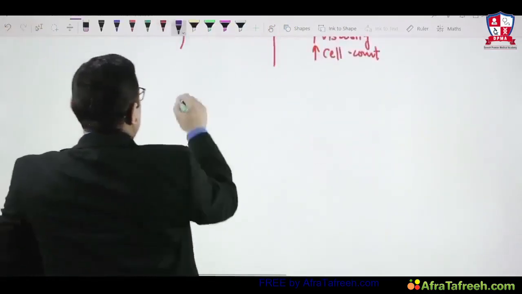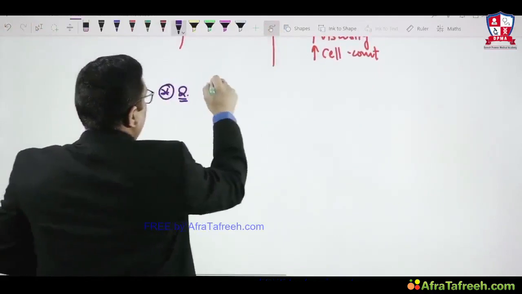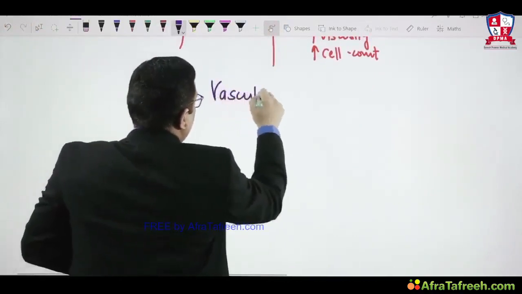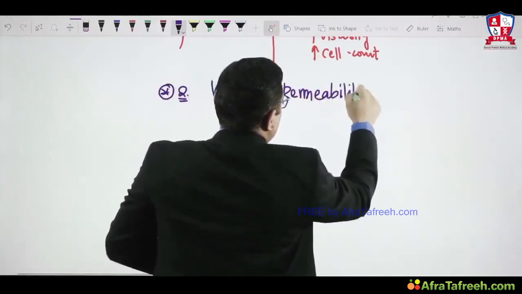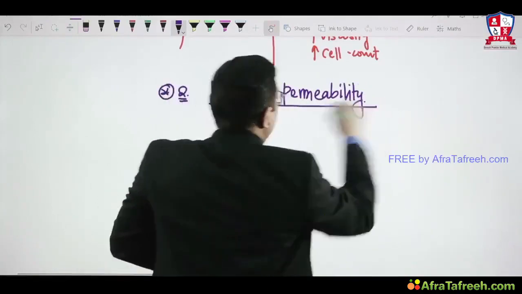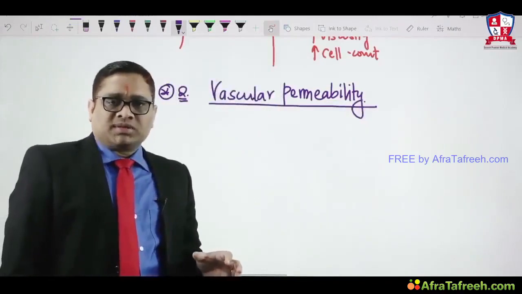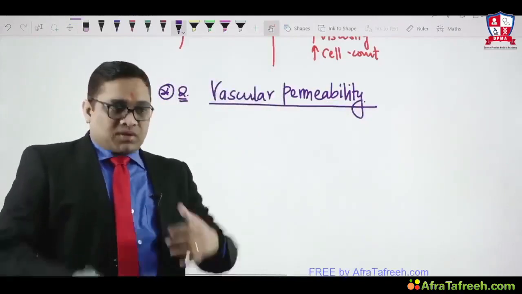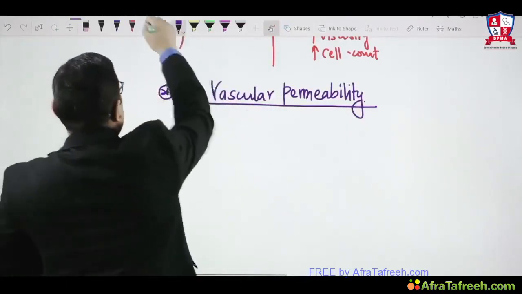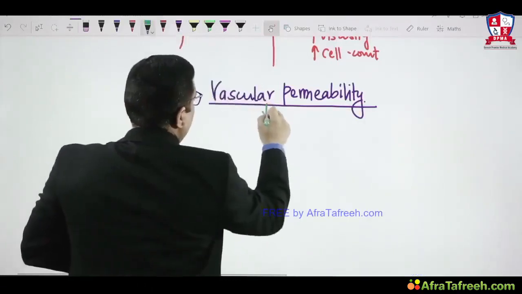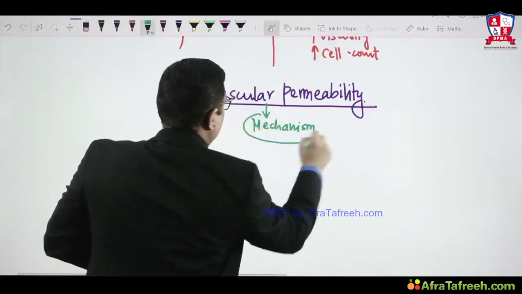So now we are going to discuss in detail this very important topic, which is vascular permeability. What are the mechanisms responsible for increasing vascular permeability? This is the hallmark, but we should also understand the various mechanisms responsible for increasing vascular permeability.